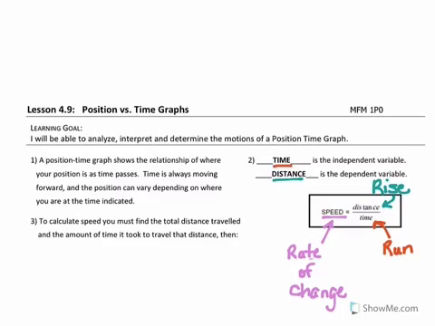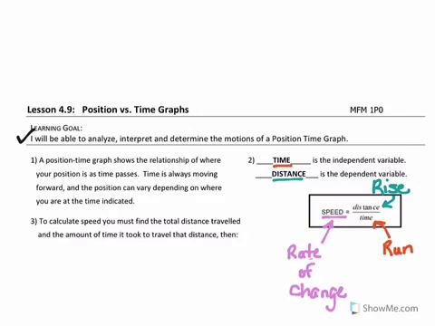We're going to get into lesson 4.9, which is position versus time graphs. And sometimes these are called motion graphs. So by the end of the video, I'd really like to be able to show you a motion graph and have you be able to understand how to analyze and interpret it. So let's get into what a motion graph is.